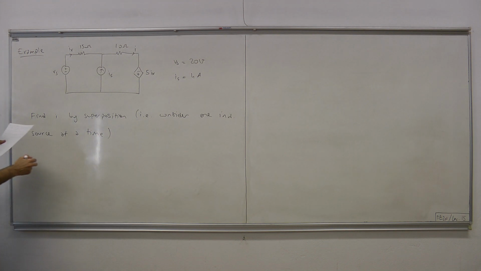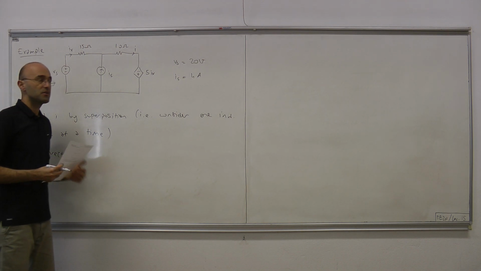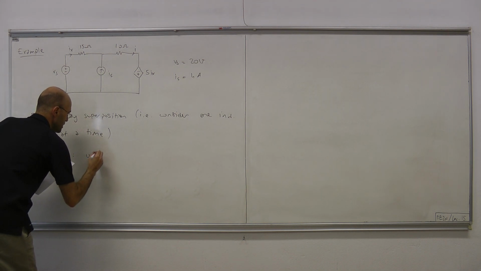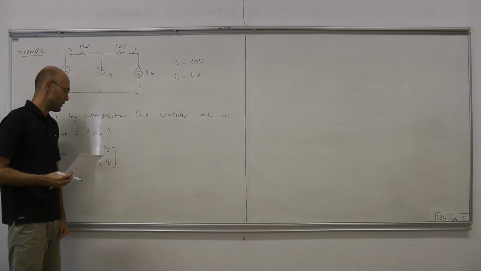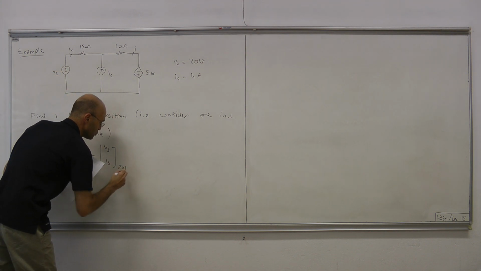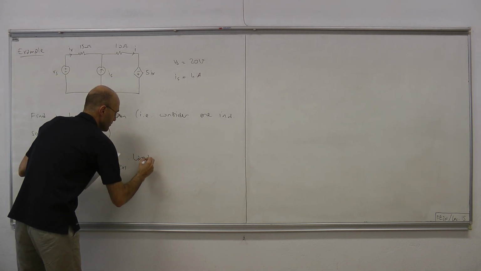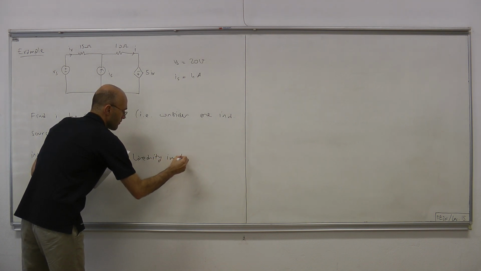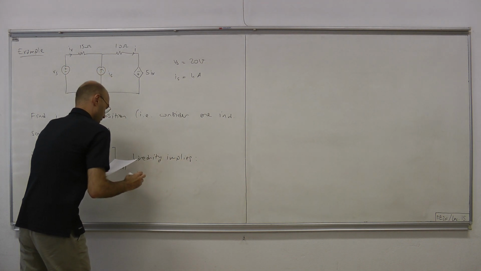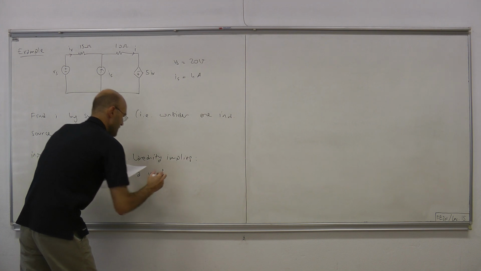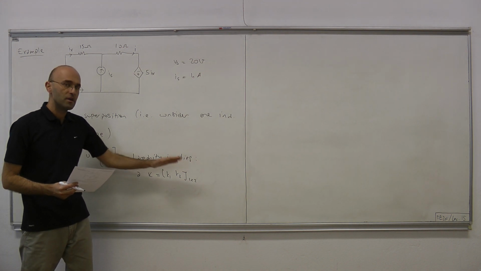So, what's the input vector for this circuit? The input vector is u equals Vs and Is. Suppose Vs is our first input and Is is our second input. This is clearly a 2 by 1 vector. Now, linearity implies the following. A gain matrix, let's call it K, K1, K2. It's a 1 by 2 matrix, or you can consider it to be a row vector.